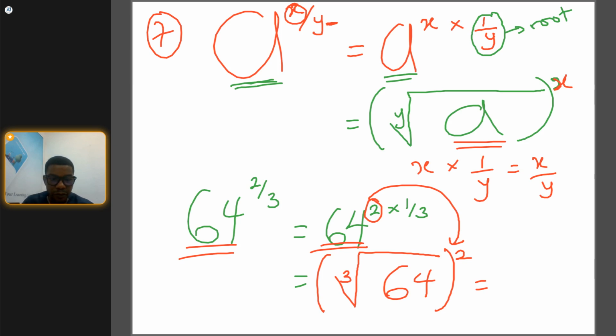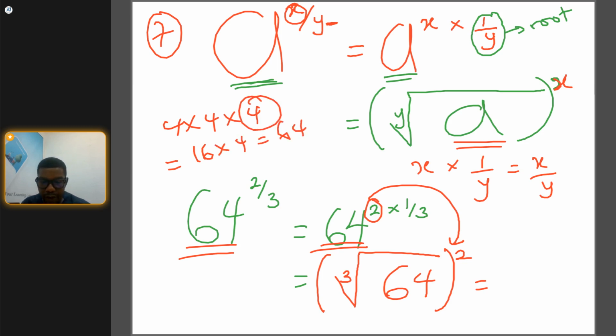4 times 4 times 4, that is 16 times 4, that is 64. So the cube root is what? 4. We have 4. I've just solved this alone. I've not touched the square here. So we still need to consider this square. So we now have the square on it.